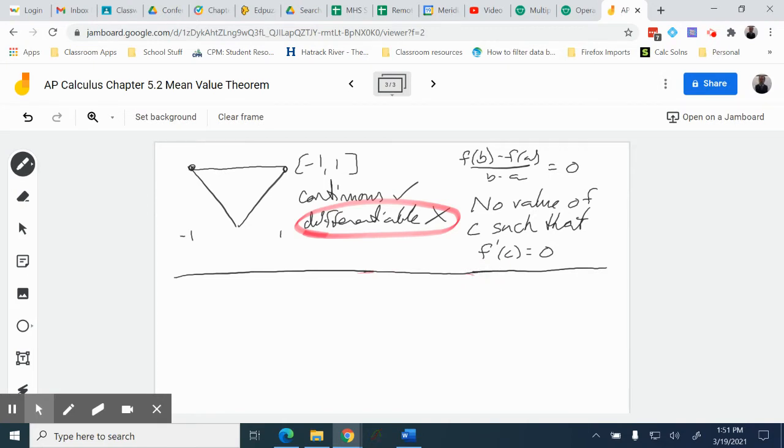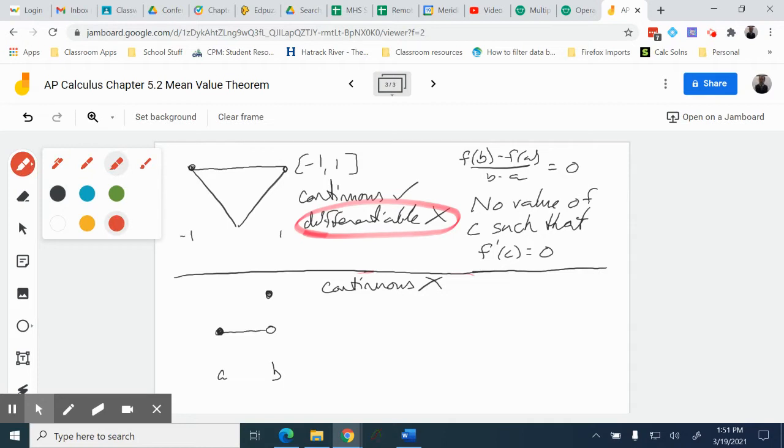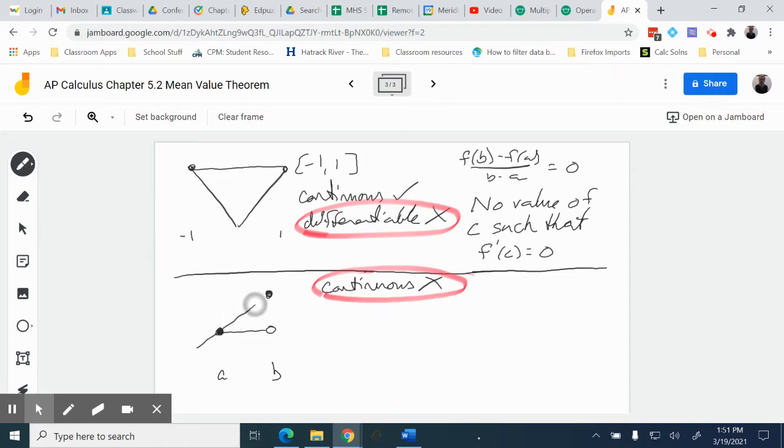Let's look at another function, which is discontinuous. This is a, this is b. Notice, this fails the continuity requirement. And we're not even going to worry about the differentiable part because it's already failed the continuity. And let's see what happens. If I take the secant line from a to b, clearly f of b minus f of a.